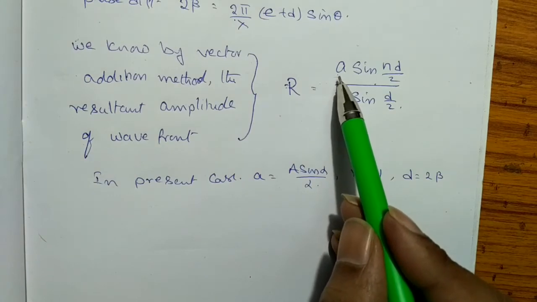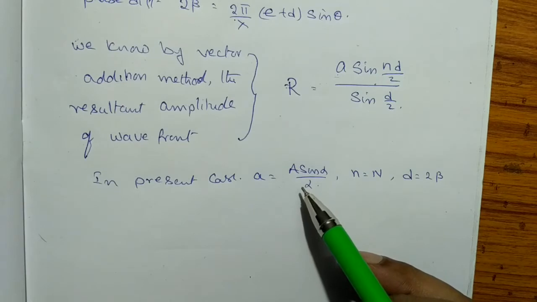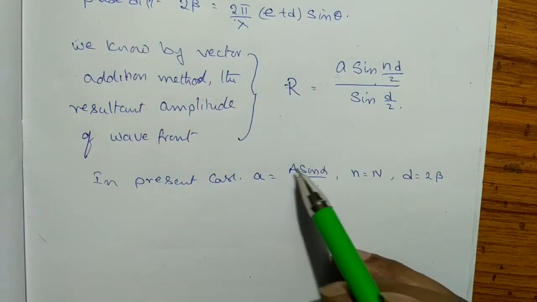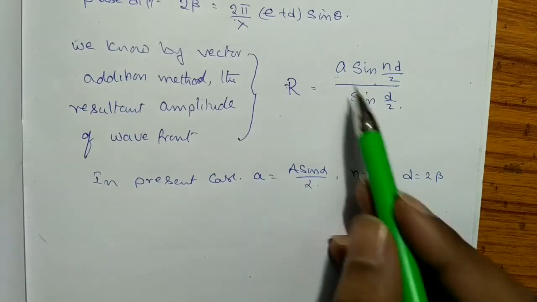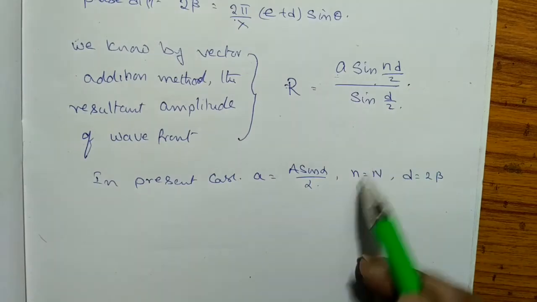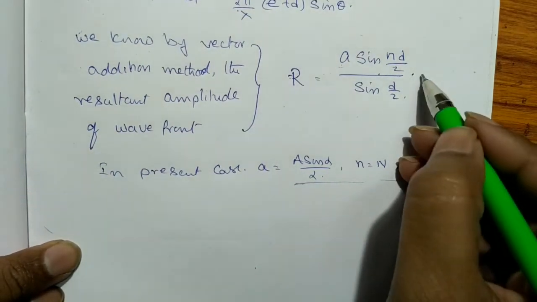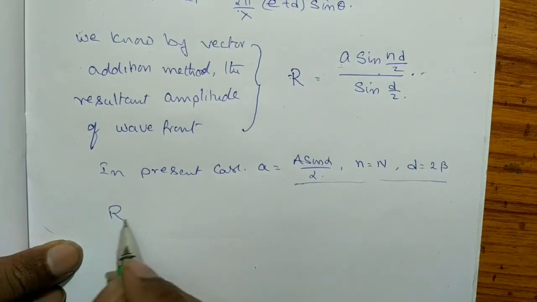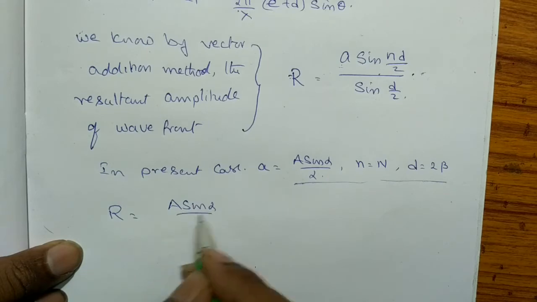In case of a single slit, n number of wavelets are present, but here n number of wavefronts are there. So we are assuming a wavefront as a wavelet. That means we are modifying this equation to this present situation.